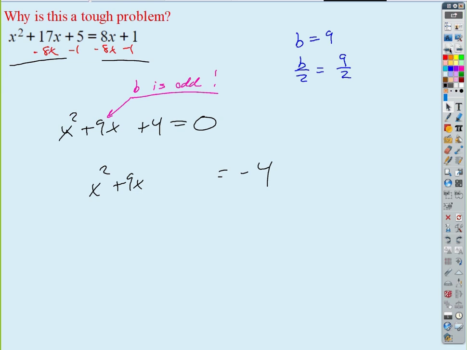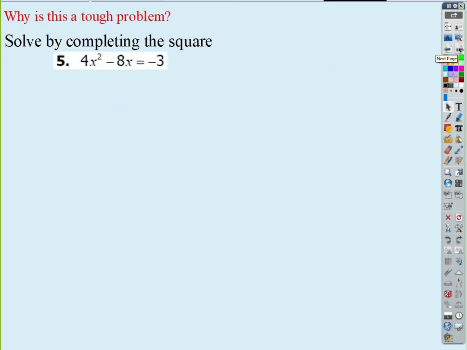Okay? What about this one? What are the two things that are wrong with it right now that I'd have to fix to complete the square? Divide by 4, okay? I guess it's only one thing I have to do, it's divide by 4, right? So if I divide both sides by 4, the left side looks great. Look, I end up with x squared minus 2x.